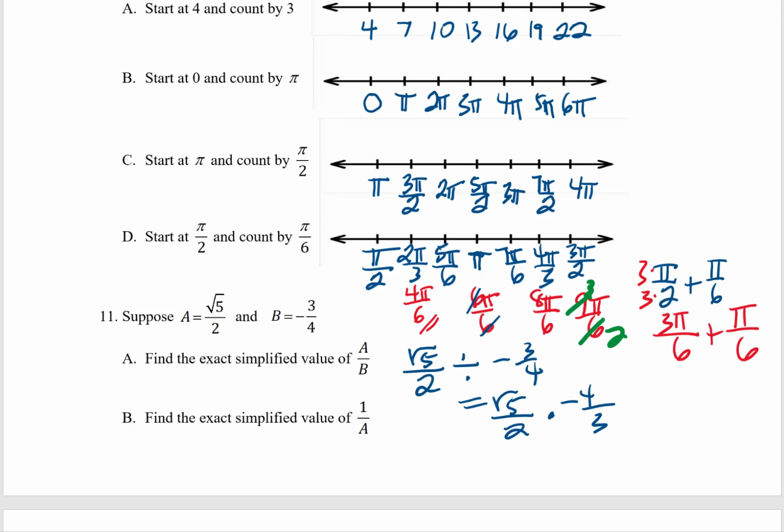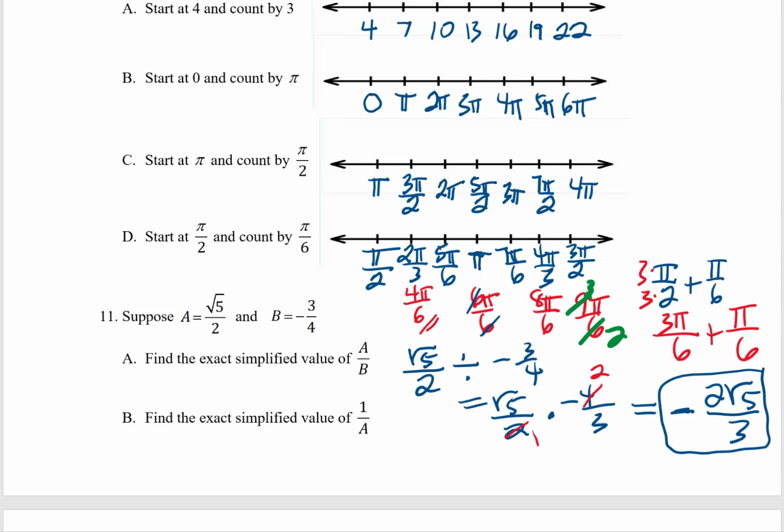I think the only canceling I have here is 2 does go into 4 twice. And then when I multiply across, I can tell the final answer is going to be negative. A positive times a negative is a negative. And on the top, I have 2 square root of 5. And on the bottom, I have 3. And I'm done. That's the answer to part A.